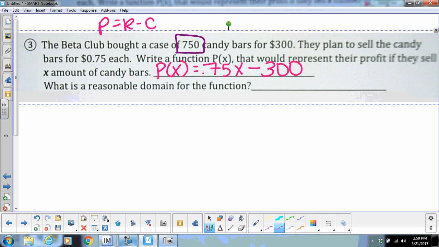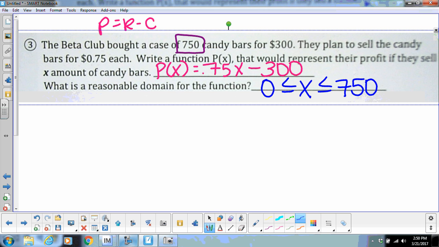Reasonable domain means how many can we sell? Okay, and a lot of y'all want to say, oh, 750, but I don't have to sell 750. I have up to 750 I can sell. You can't say less than 750 because that would include negative numbers. So that's where we started today with our, it has to be between 0 and 750.